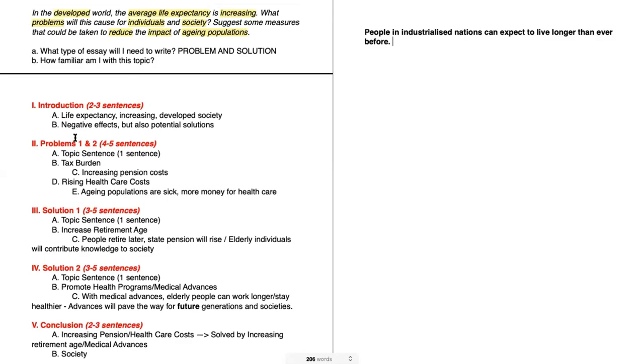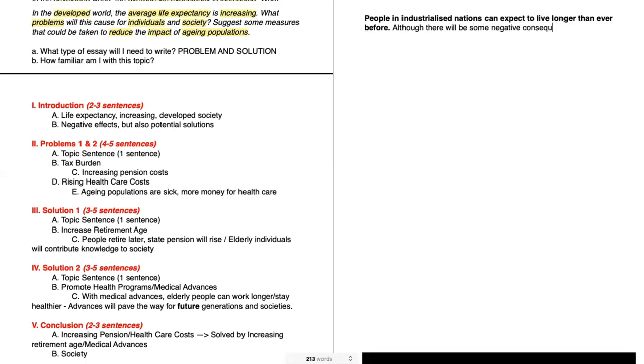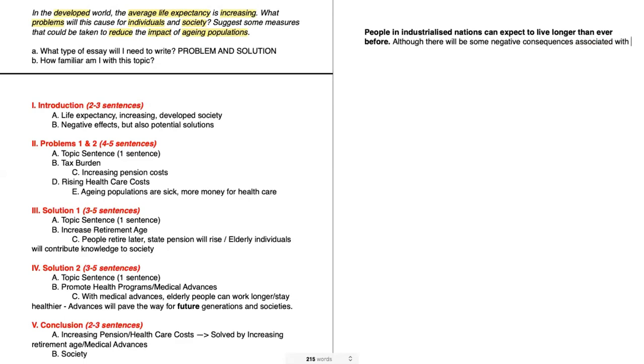Now, to go on to what I'm actually going to write about, I would say, although there will be some negative consequences associated with this shift, societies can take steps to diminish these effects. So I've used a nice connective here, although, and I've initiated this topic of negative consequences. Yet, I also say societies can take steps to diminish these effects. Now, notice how I have basically introduced a problem-solution essay, but I haven't said, these are the problems and these are my solutions.